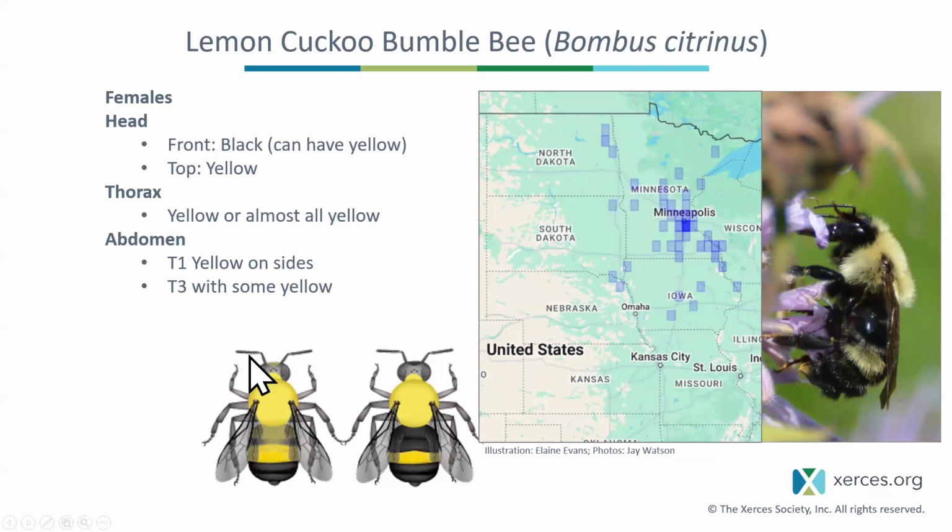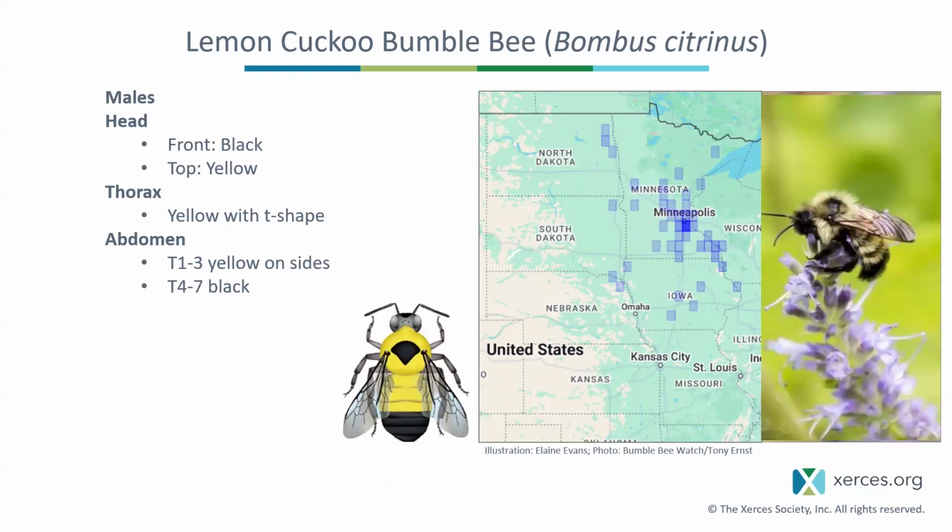The most important thing to focus on for the abdomen is how much yellow hair you're seeing on T3. Cuckoo bumblebees will generally have their yellow hairs concentrated on T3. And sometimes you'll see an individual that has almost a completely black abdomen with just a few yellow hairs sort of on the sides of that segment. The thorax for this bee will be yellow or almost completely yellow, with a little tiny dot of black in the center. And then on the head, they will have black hairs on the front of the face and then yellow hairs on the top of the head.